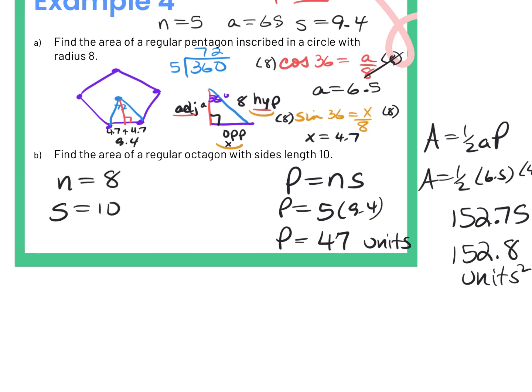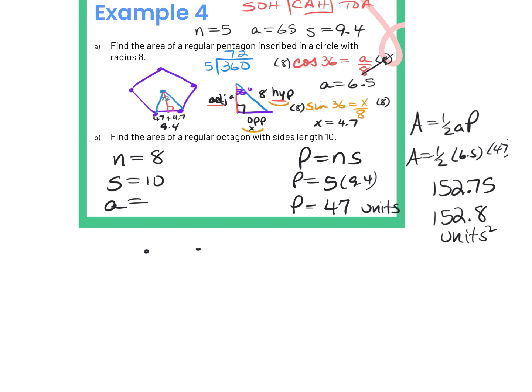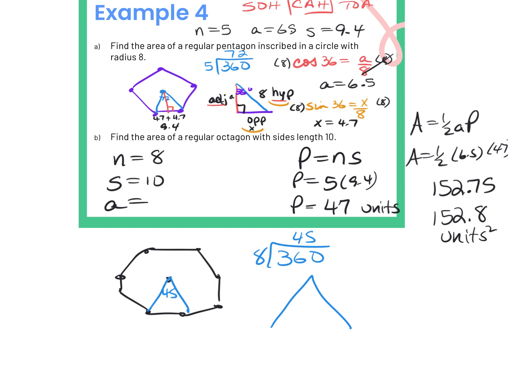Side length is 10. I don't know the apothem. So I'm going to go ahead and draw my octagon. I'm going to put 8 little dots around the sides. So here is my octagon. I'm going to draw in my 2 radii. I'm going to take 360, divide it by 8. Once I do that, I get 45. Now remember, that 45 needs to get bisected. So right now, this is 45 here, but when I draw in the apothem, the angle here becomes 22.5.